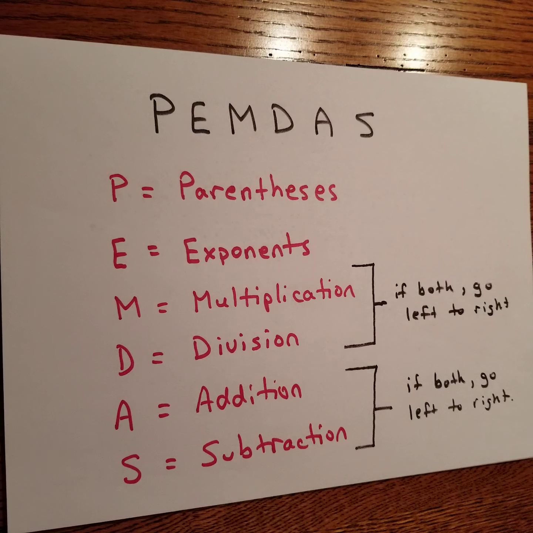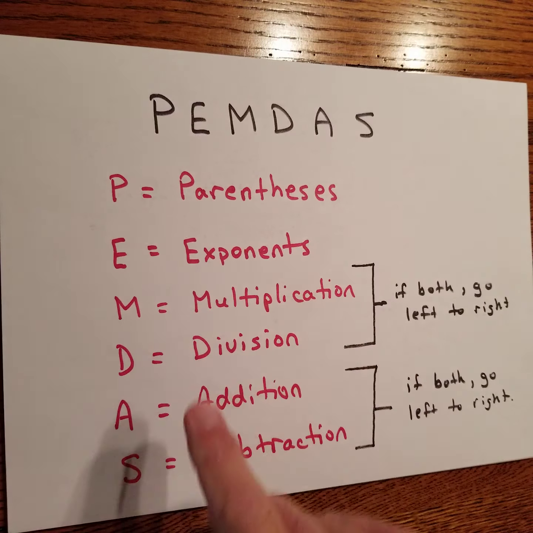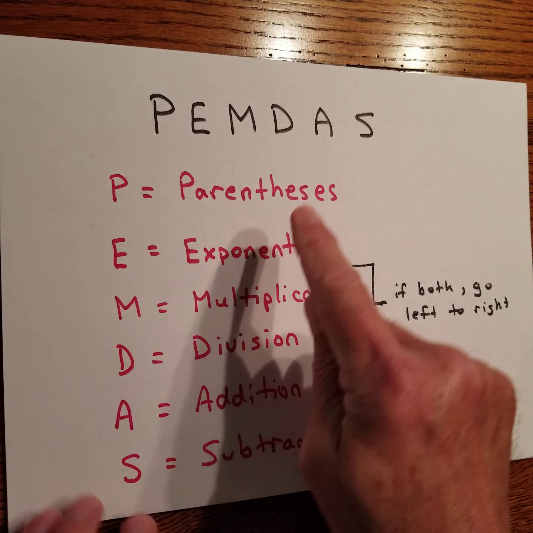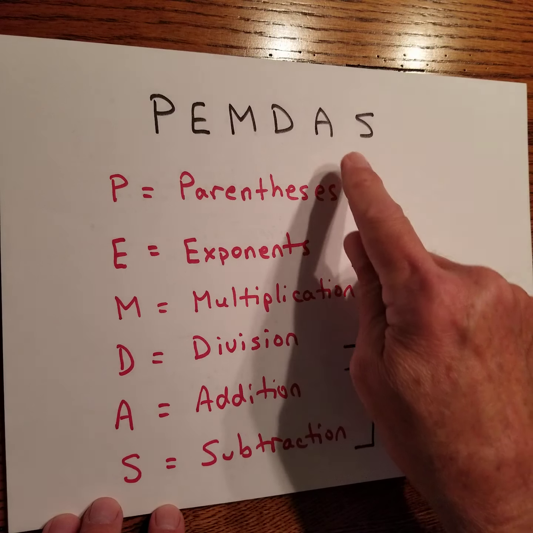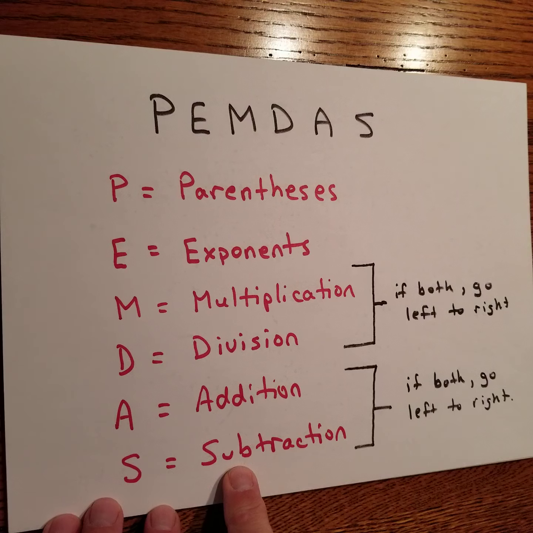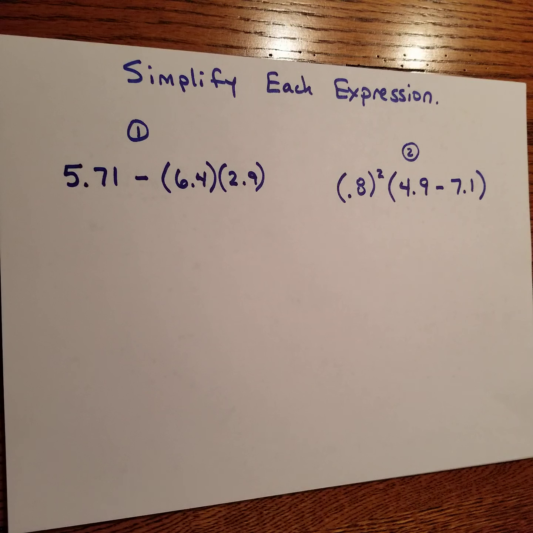Let's review an old friend of ours, PEMDAS, the acronym that gets us through order of operation problems, reminding us to do parentheses first, exponents second, multiply and divide next, although if you have both, go left to right, add and subtract last, and again, if you have both, go left to right. Here's a couple of nice examples, but there's decimals. So let's grab a calculator.